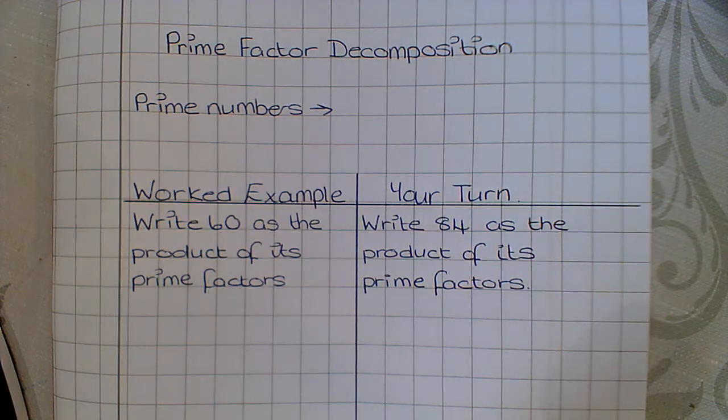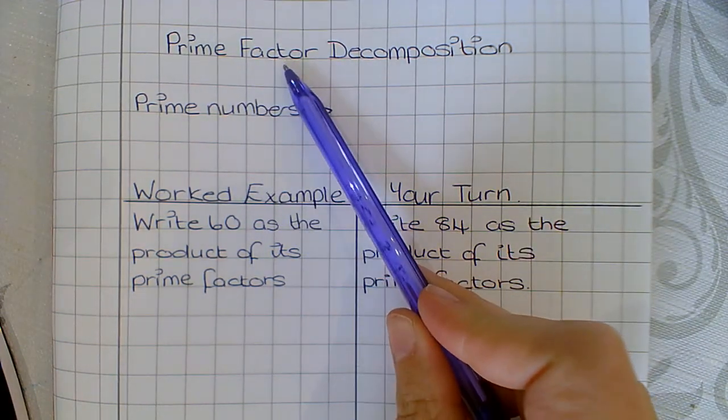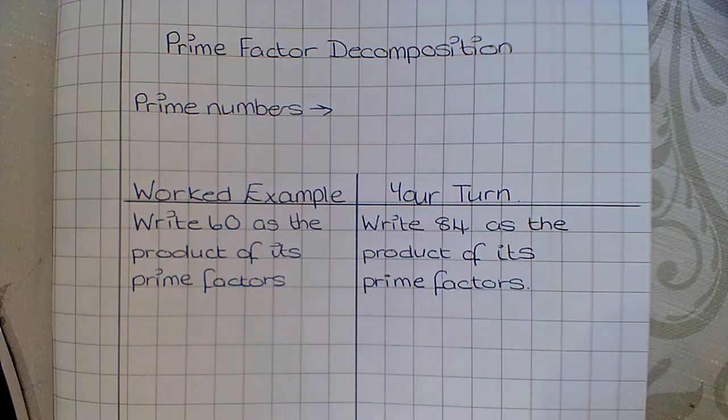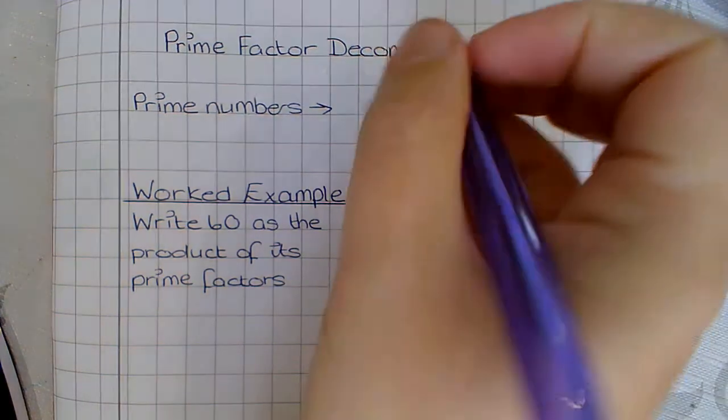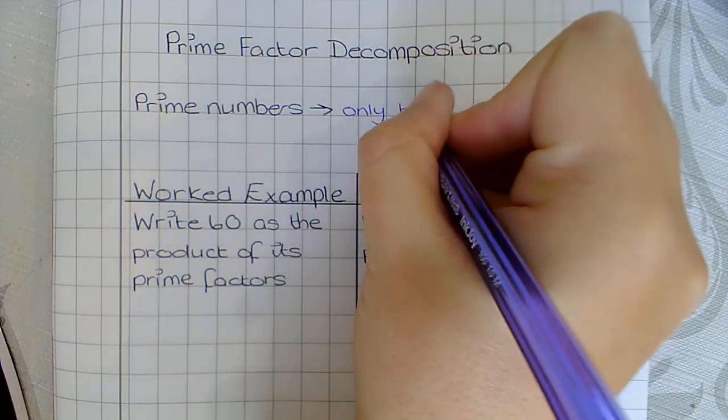So this video is all about a topic called prime factor decomposition. For this topic we need to understand prime numbers, we need to understand factors. So we'll start by just going over a definition of prime numbers. So prime numbers are numbers that have only two factors.